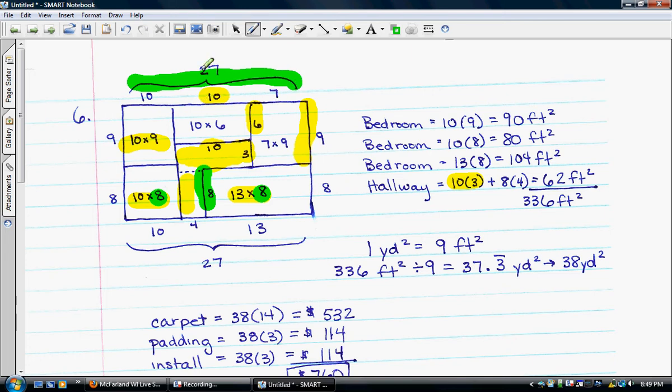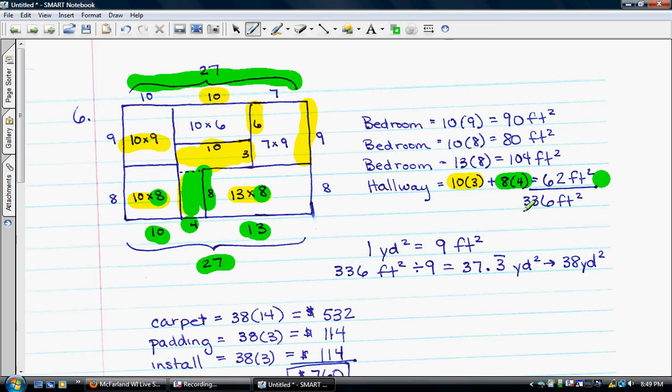10 plus 10 plus 7 is 27. And then at the bottom, I knew this was 10, I knew this was 13. So when I subtracted that from the total, I figured out that this part must be 4, so that it still adds up to 27. So this little part of the hallway has an area of 8 times 4. So when I add that together, I get that the hallway has a total of 62 square feet.